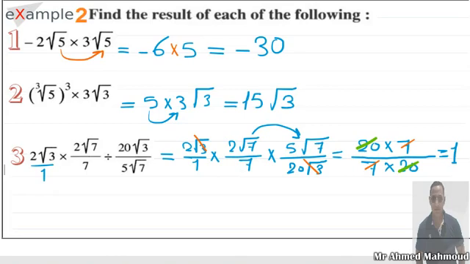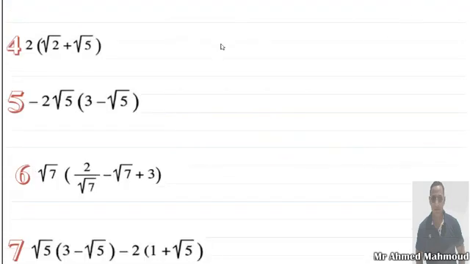Okay, the next one, number 4, we have here a bracket 2 times root 2 plus root 5. Okay, I'm going to distribute 2, multiply root 2. It will be 2 square root 2, and then 2 multiply root 5. It will be positive 2 square root 5. But now I can't add 2 root 2 plus 2 root 5 because they are unlike.